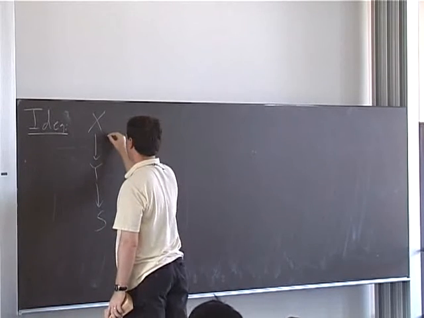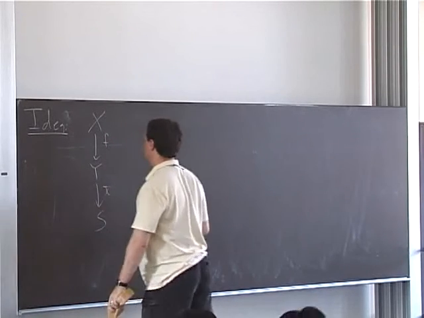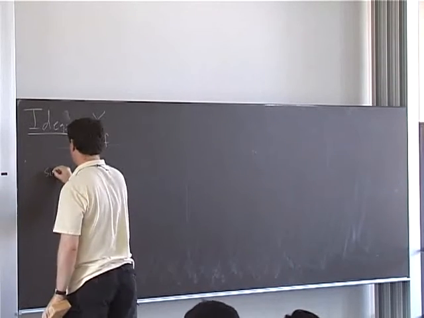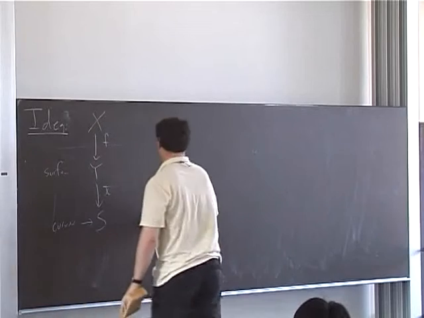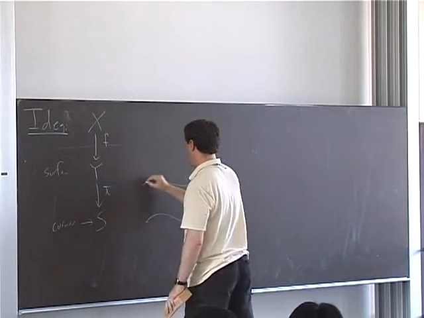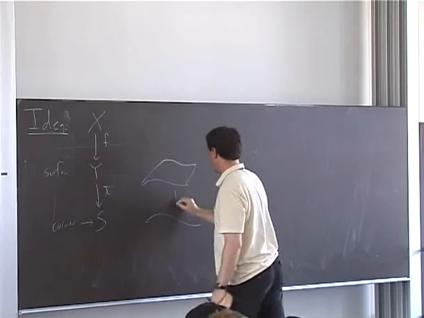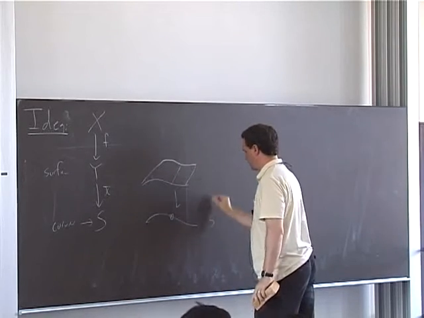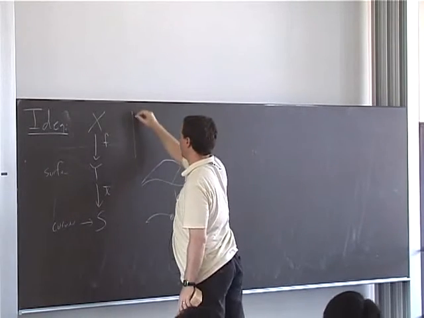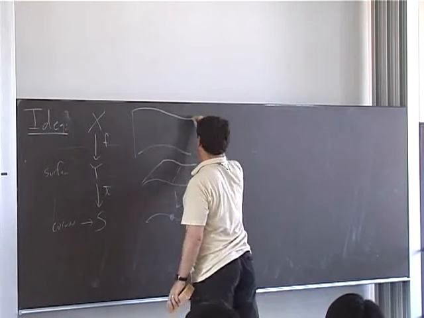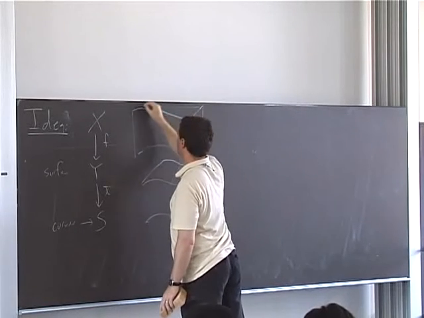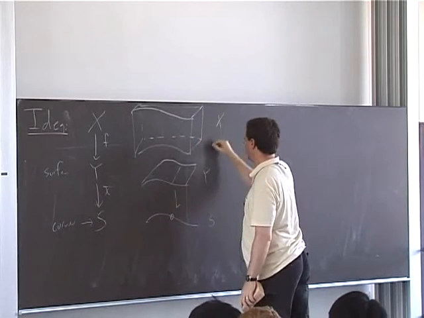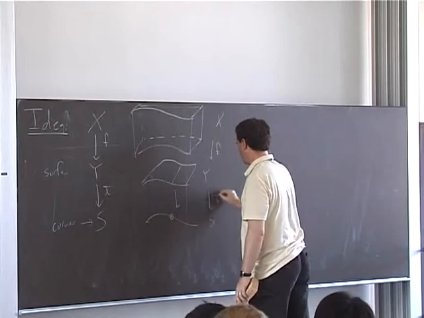Let me call that S. So this is F, this is pi. And this is a curve, and this is a surface. So the picture might be something like this. This is the surface fibered over the curve, and then we have some fibration over this thing. So this is X, F, Y.